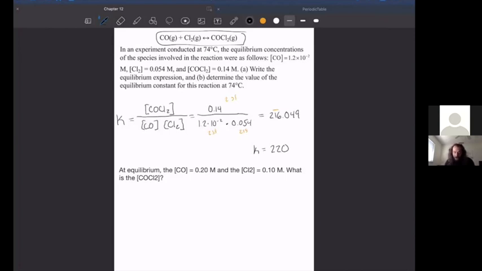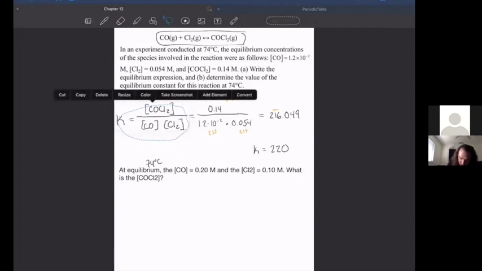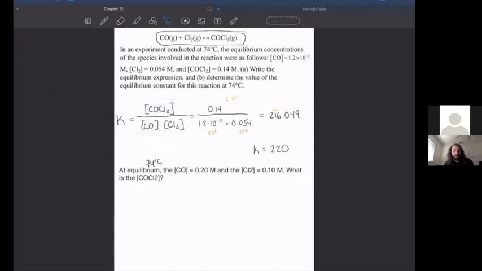Okay. Now, how do we use an equilibrium constant? Well, now we have a different set of circumstances. So this is, we'll say, again at 74 degrees Celsius. And at equilibrium, the concentration of carbon monoxide is 0.2 and the concentration of chlorine gas is 0.1. What is the concentration of the carbonyl chloride? Right, so again, I'm going to use this. This is a different reaction, right? So I don't always have to start out with the same amount of reactant.